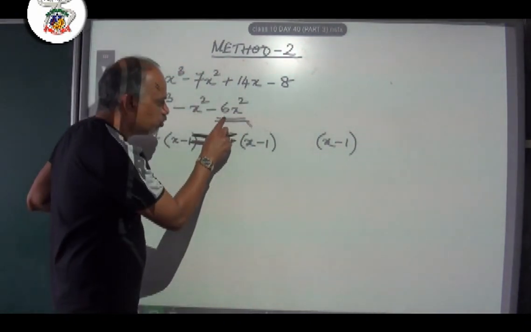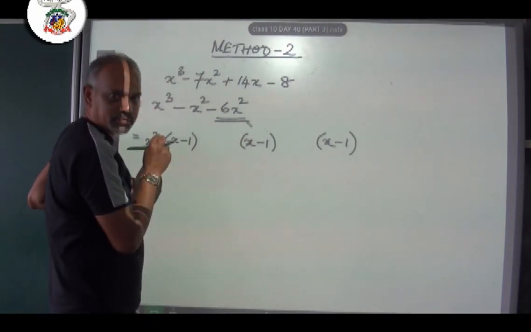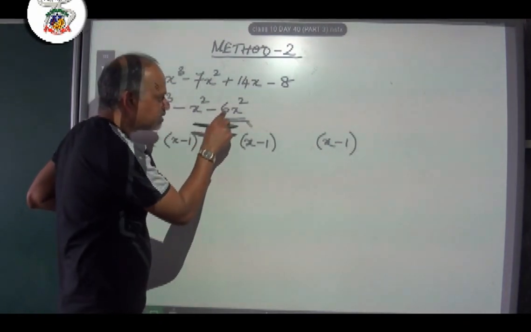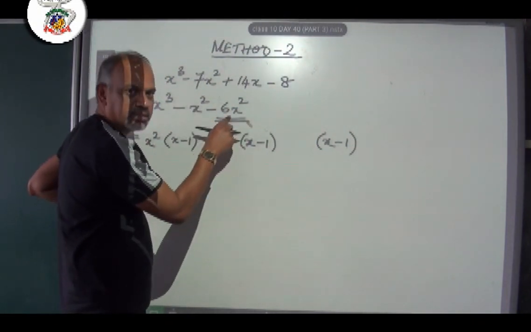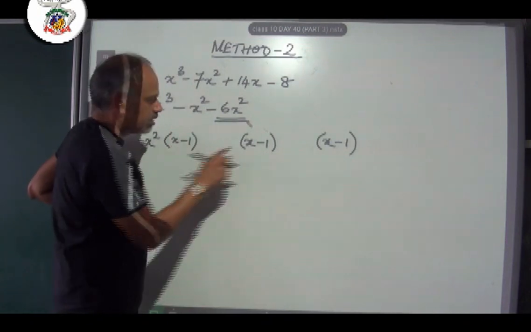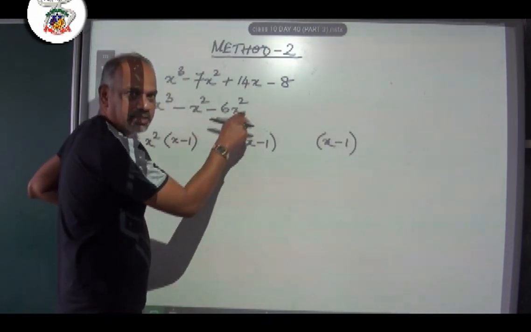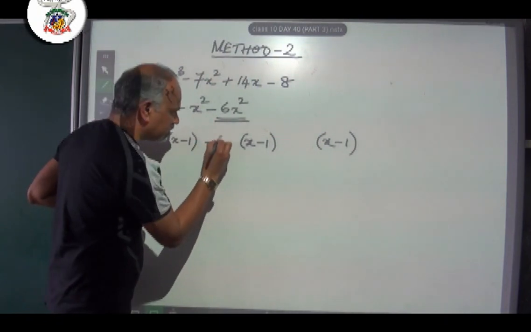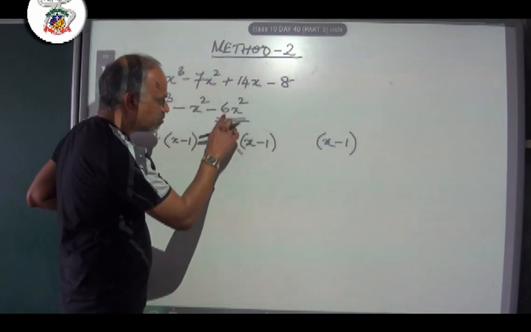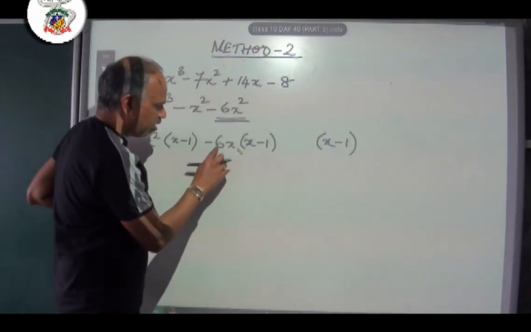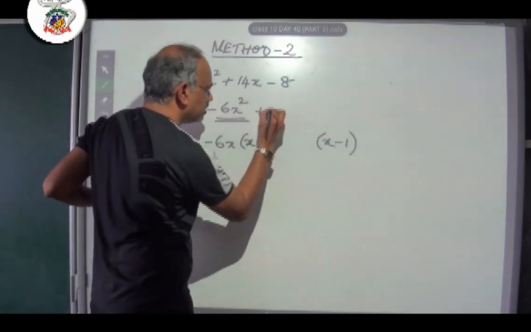Now get this new term by multiplying something with x. You are supposed to get minus 6x squared. So x into what will give you the minus 6x squared is what you have to see. So x into minus 6x will give you minus 6x squared. So this is minus 6x. So minus 6x into x is minus 6x squared, which is already there. Now multiply the second one. Minus 6x with minus 1 is plus 6x.